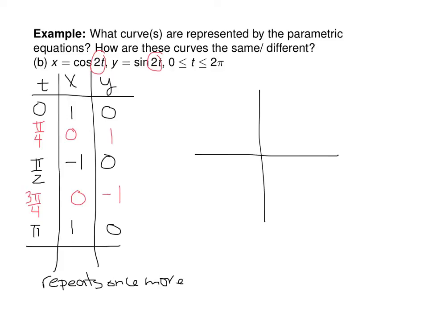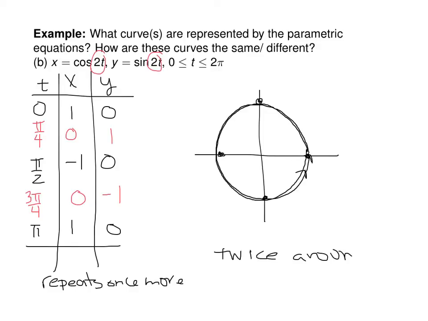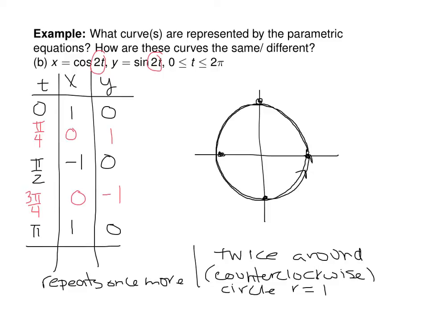So I start off by graphing the points (1, 0), then (0, 1), then (-1, 0), then (0, -1). So I still have a circle of radius 1, but instead of going around it once, I actually go around it twice, in a counterclockwise fashion. A circle with r equals 1. So the overall graph is the same, but the fact that this curve is traced twice does make it a little bit different.